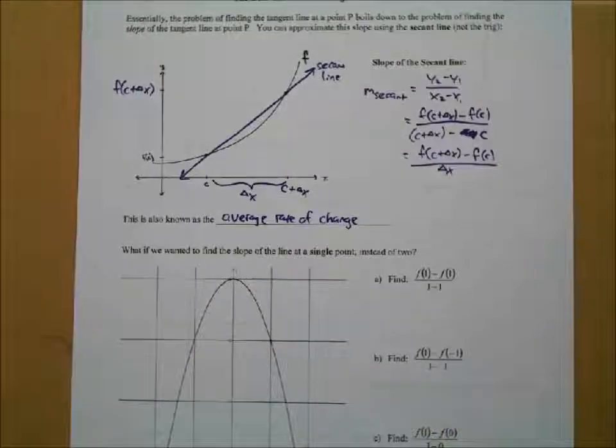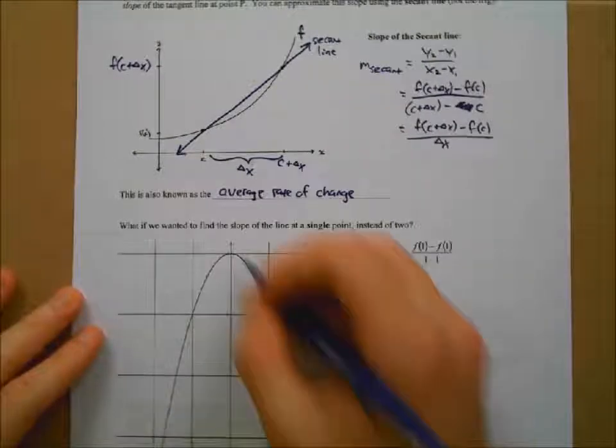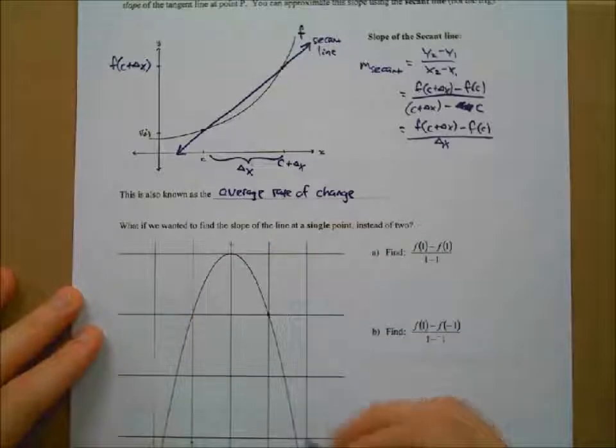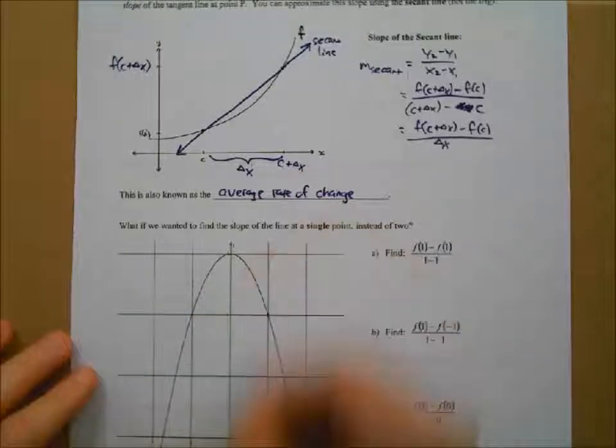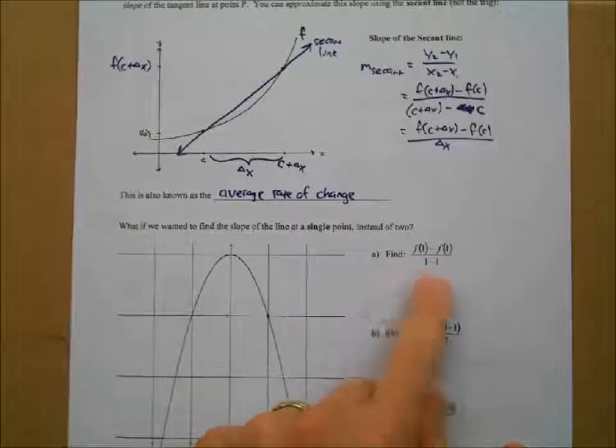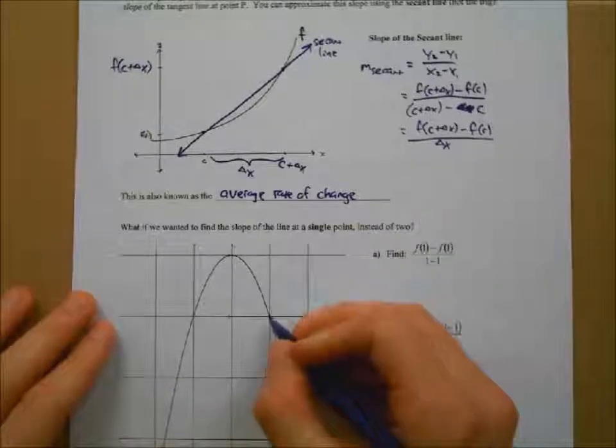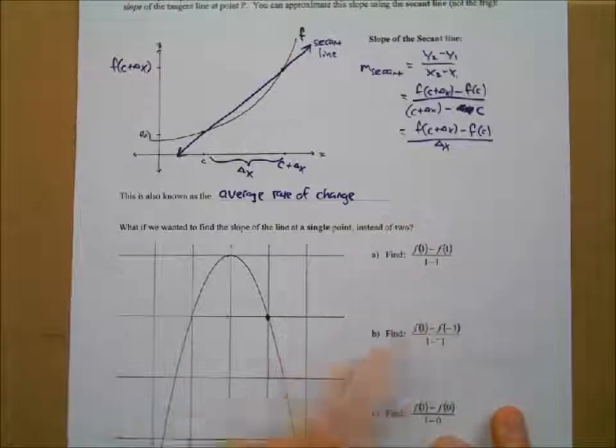But of course, what if we wanted to find the slope of a line at a single point instead of 2? What if we wanted to do that tangent line now? How can we use this? What can we do? Well, let's try and imagine that here. Here again we have a curve, f. There's our function f there. We have our y-axis and x-axis right here. So let's try and find the slope of a line at this single point.